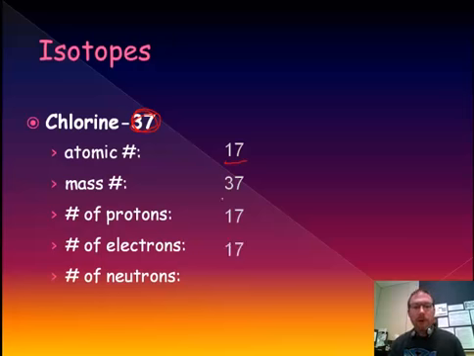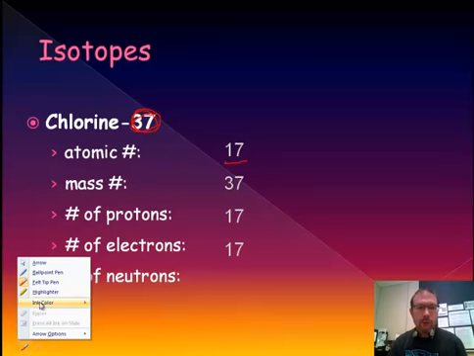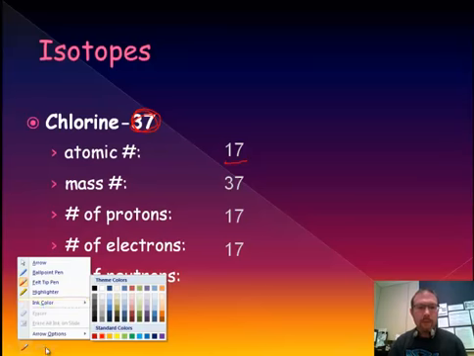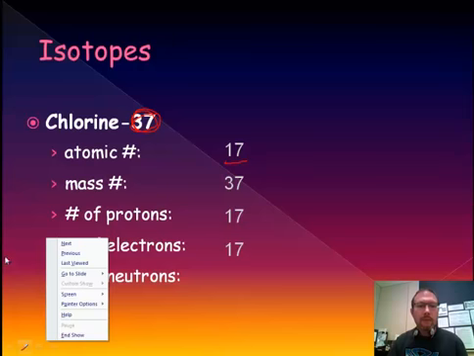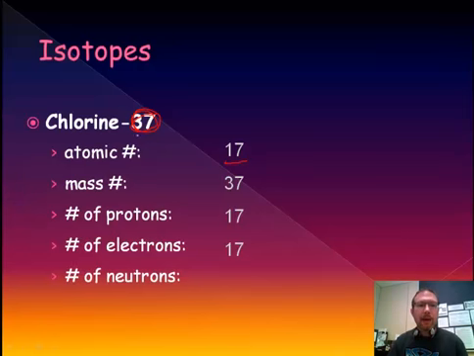And my number of neutrons, the way that I get that, remember, is I take my mass number, which is 37. I subtract 17 from it, so 37 minus 17 gives me 20. That tells me that out of that mass of 37, 20 of those have to be my neutrons. Okay?